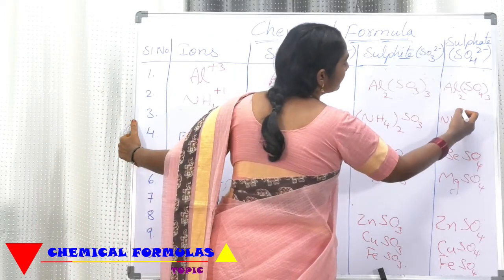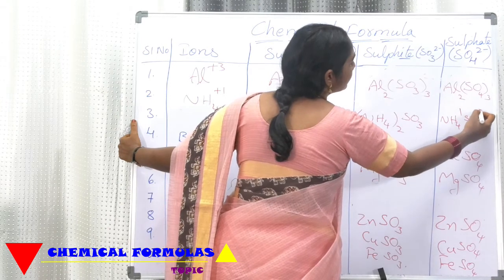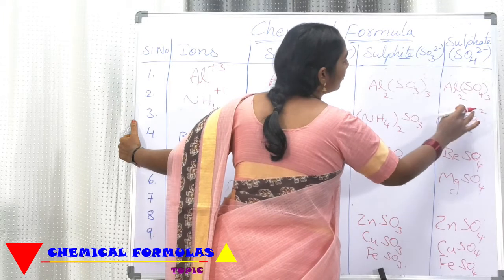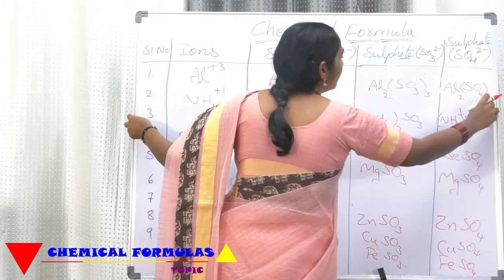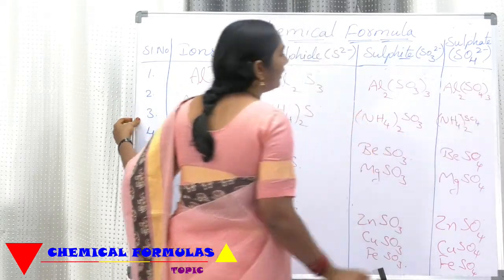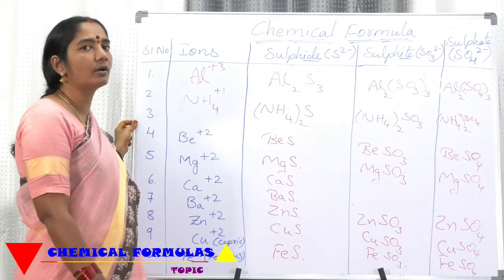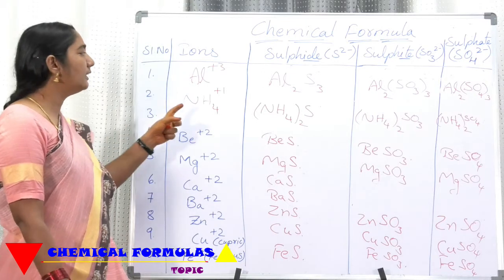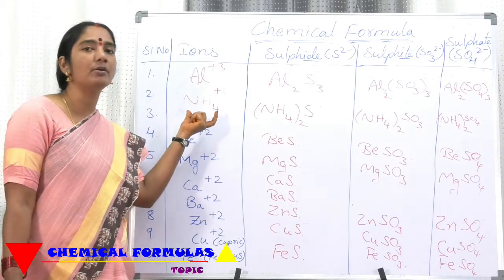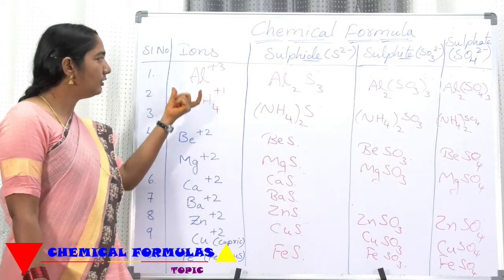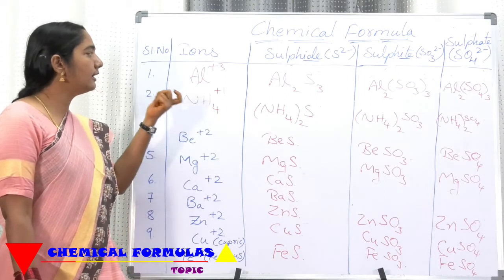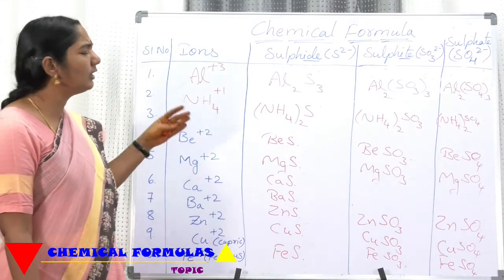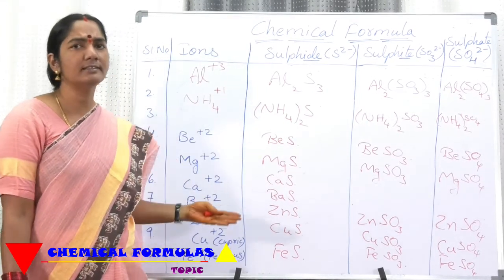Now ammonium sulfate. NH4, this is 1, SO4. This is 2. 2 comes here. So NH4 taken twice. This one goes there. Nothing to worry. So when 1 is there, no need of writing. NH4 taken twice, SO4. Ammonium sulfate. I think now you understood how to write with a compound radical. See, when your cation is a compound radical, this is the way you have to write. You can take some more examples from the valency table.